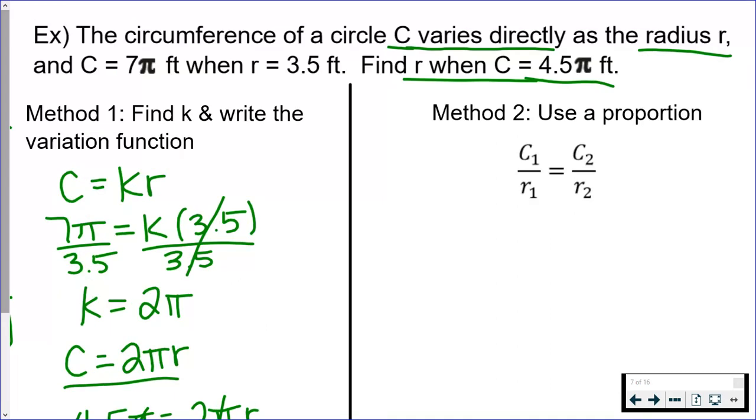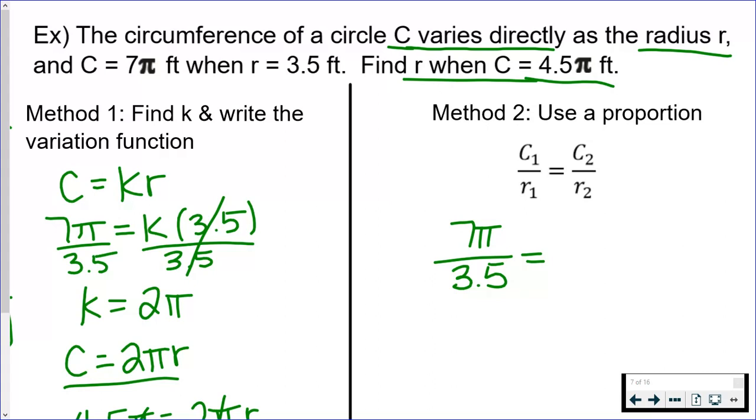I told you I would use the other method, which is setting up a proportion. So I'm using C and R, and you want to just make sure that you pair them up correctly. So like I said earlier, the 7 pi and the 3.5 go together. So I'm going to say that those are my C1 and my R1. Now when setting up the other side, make sure that the C's are lined up and the R's are lined up. The C2 and the R2 is what I'm trying to figure out.